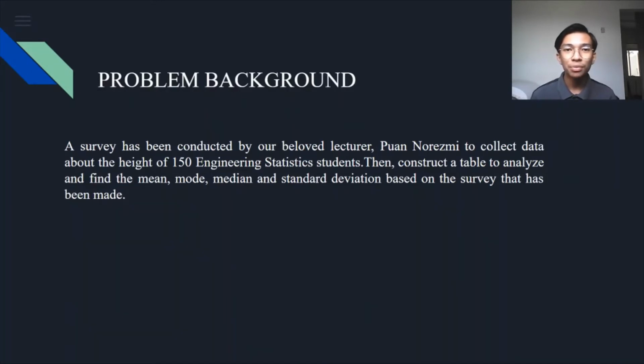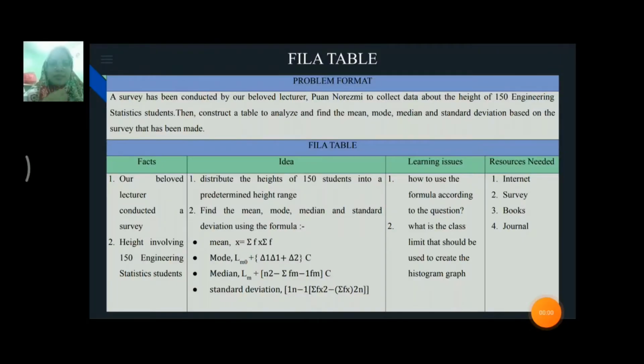Right now, I'm going to continue with the problem background for this assignment. Basically, a survey has been conducted by our valuable lecturer in order to collect data about the height of 150 students from the engineering statistics course. Based on the collected data, construct a table to analyze and find the mean, mode, median, and also standard deviation based on the survey that has been made. That's all from me. Thank you.